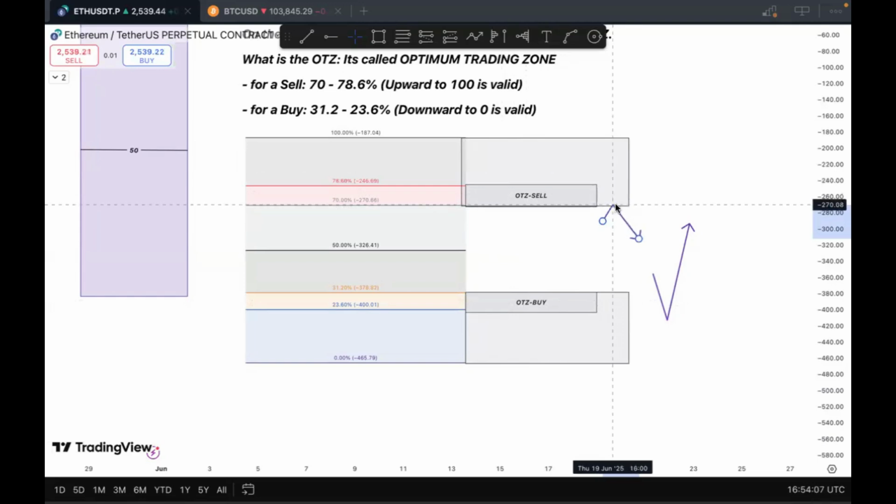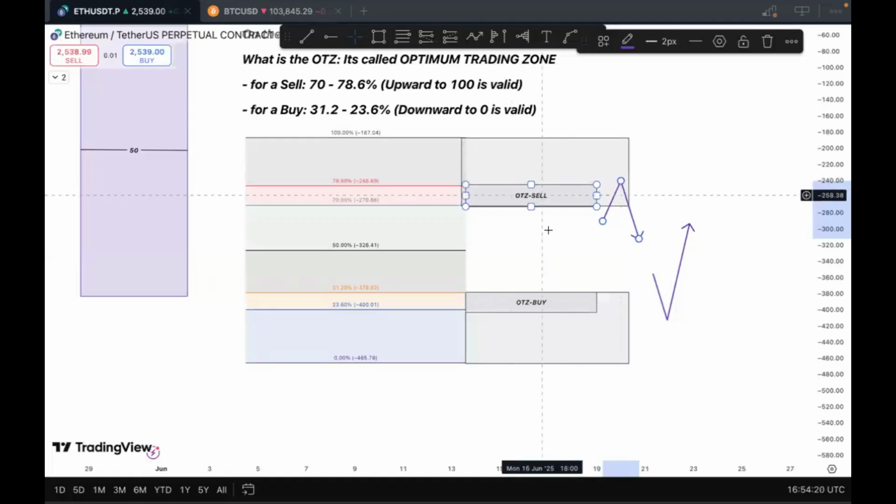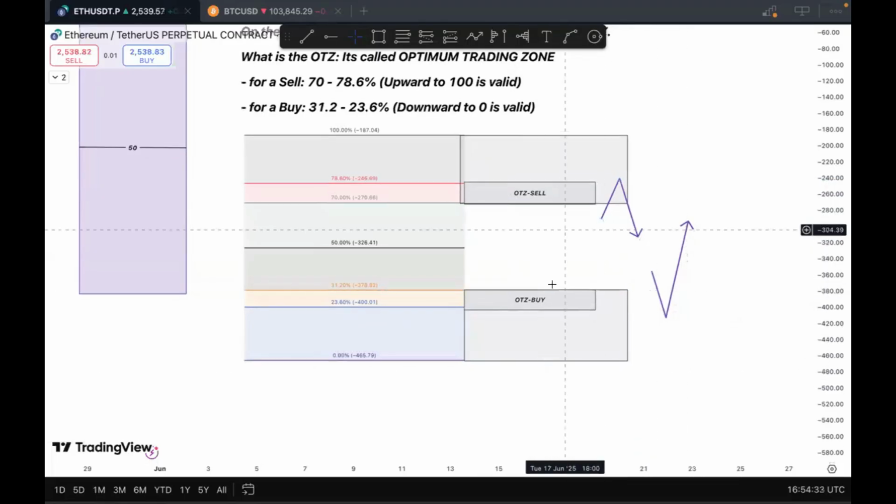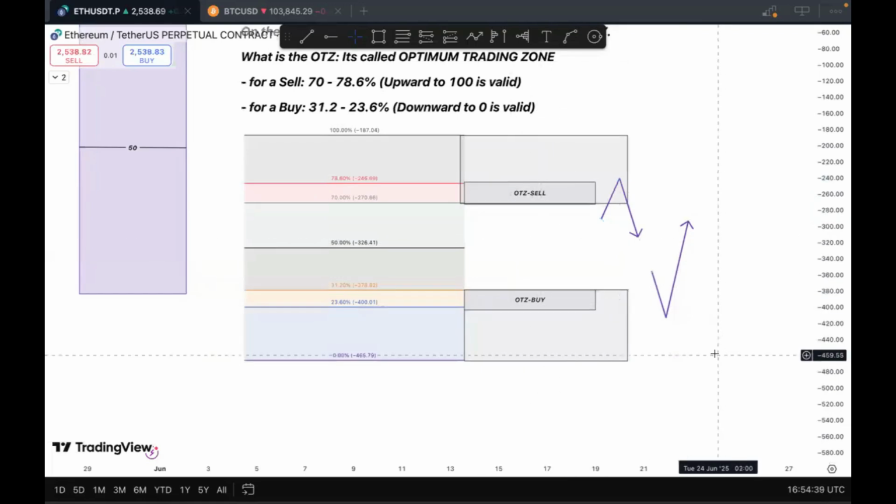If I see structure here like this at 70, I can still sell. You can still sell. If you see it at 78.6, sell. If you see it here, sell. But the point is, from the optimum trading zone, sell or buy. Sell and buy zones, that's where you want to buy and sell. Do you understand? So these are the areas or zones where you want to buy or sell. You don't want to gamble your money.